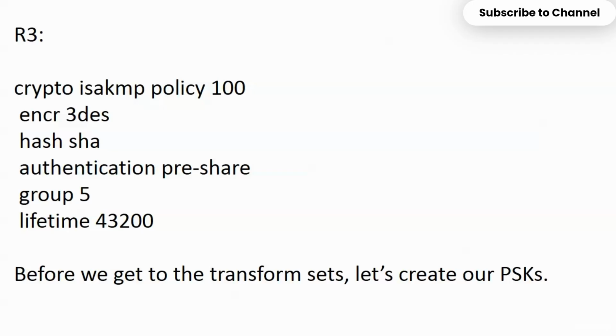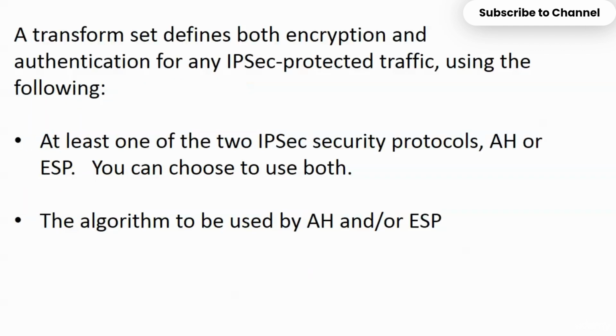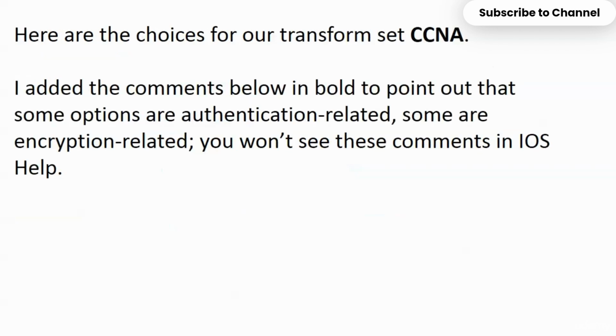Now let's take a look at these transform sets. First off, talk about what we're transforming here, what we've got, and then we'll configure them. Now, a transform set, it's kind of a merger. What you're doing is defining both encryption and authentication for IKE Phase 2. You're bringing them together because you're defining the encryption and authentication for any IPsec protected traffic using at least one of these 2 security protocols that we talked about earlier, AH or ESP. You can choose to use both. You also have to choose the algorithm to be used by AH and or ESP, depending on the choices you made for the first bullet point.